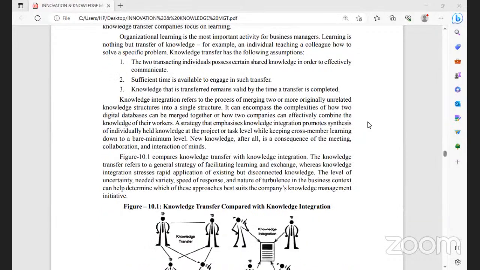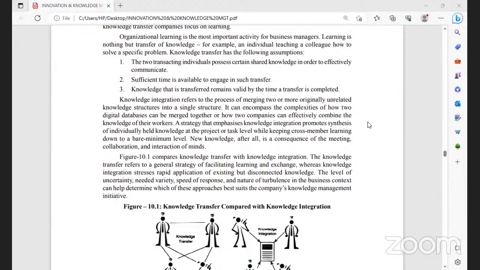Knowledge that is transferred remains valid by the time a transfer is completed. Knowledge integration refers to a process of merging two or more originally unrelated knowledge structures into a single structure. It can encompass the complexities of how two digital databases can be merged together or how two companies can effectively combine the knowledge of their workers.